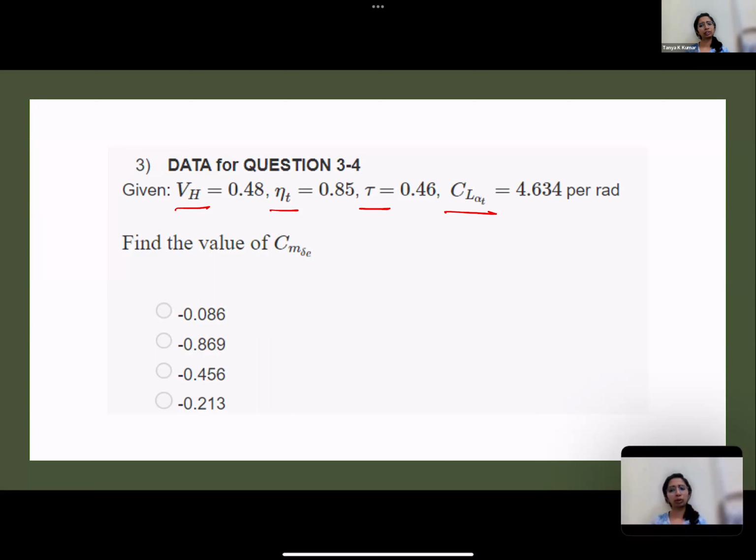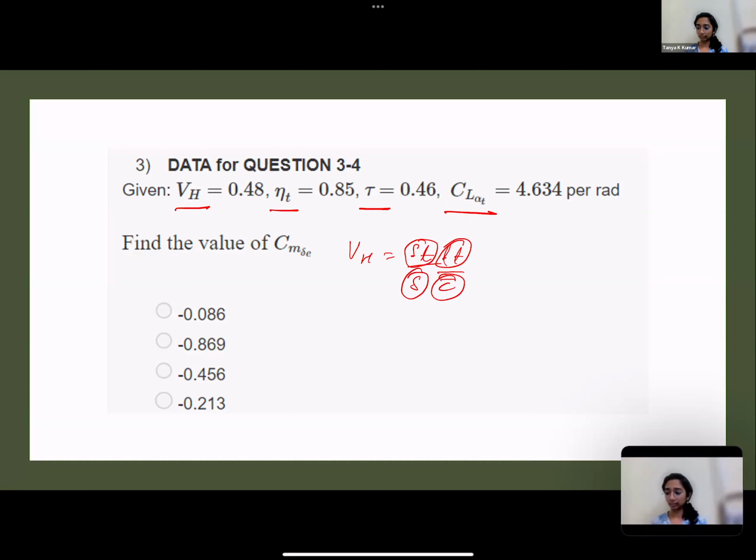Tail volume coefficient. What is tail volume coefficient? It's the horizontal tail volume ratio. So VH is ST upon S, times LT upon C bar, where ST is tail area, S is wing area, LT is the tail moment arm, and C bar is the mean aerodynamic chord. So it is called horizontal tail volume ratio. Volume coefficient is fine, it's correct.